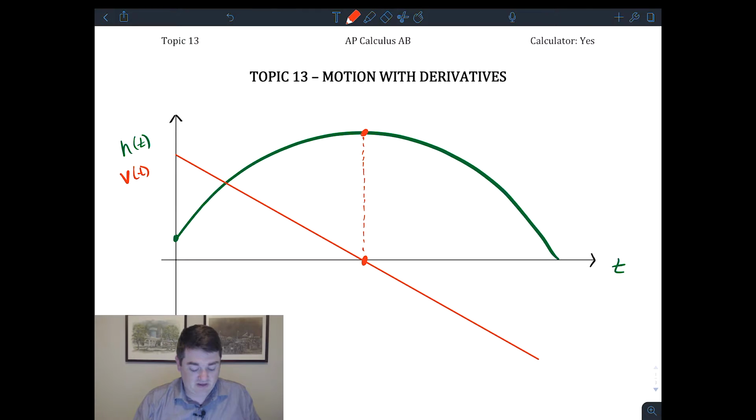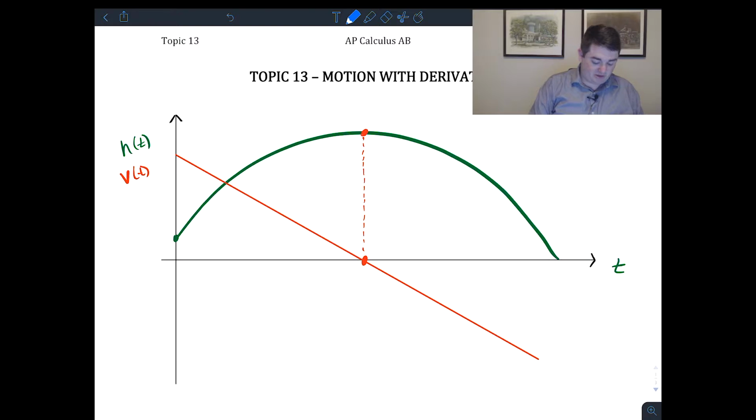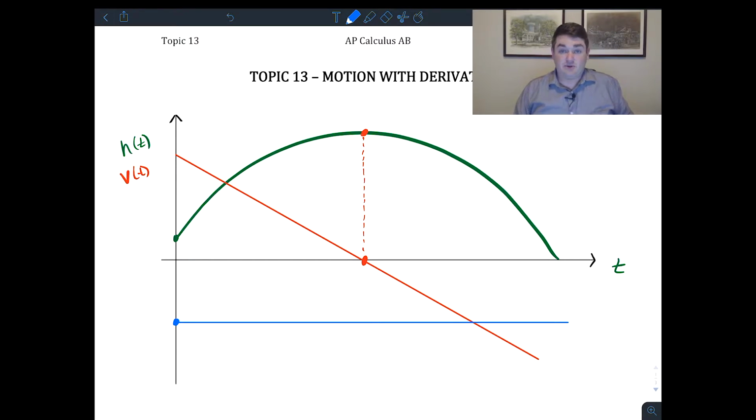Now, let's think about the acceleration of the ball. Okay, what forces are acting on the ball from the moment it's released from my hand until it hits the ground? Only one force, gravity. And gravity is a negative force pulling that ball straight down. So if I were to graph the acceleration of this ball as it travels through the air, it would look kind of like this.